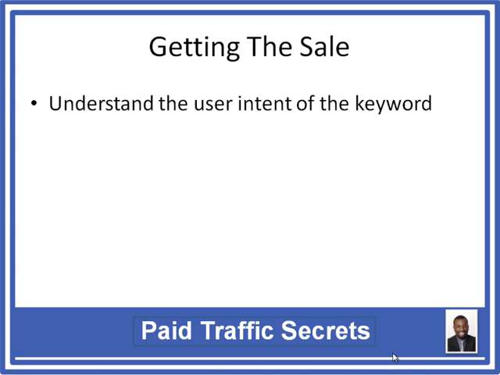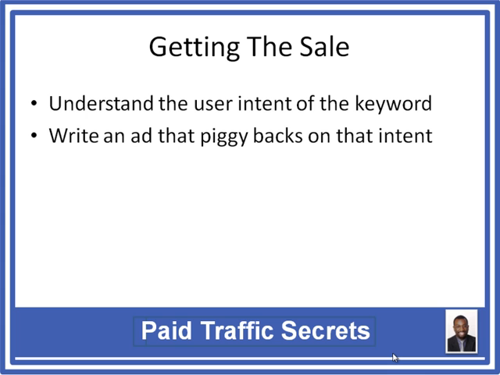If someone types in free golf balls, they're not looking to buy golf balls and may not be the best group of people that you want to get in your sales funnel. Now, if it's a product where maybe there's 2 or 3 steps, maybe you can give the first step for free, then steps 2 and 3 you can sell, then that's okay. But in this case, if it's golf balls, they want free golf balls, then there's nothing else you can sell that person. So understand the user intent of the keyword. Are they looking to spend money or are they not looking to spend money? Write an ad that piggybacks on that intent.